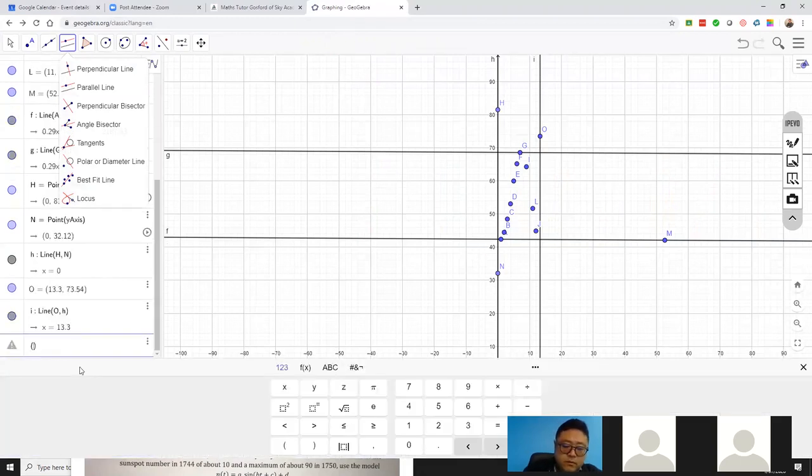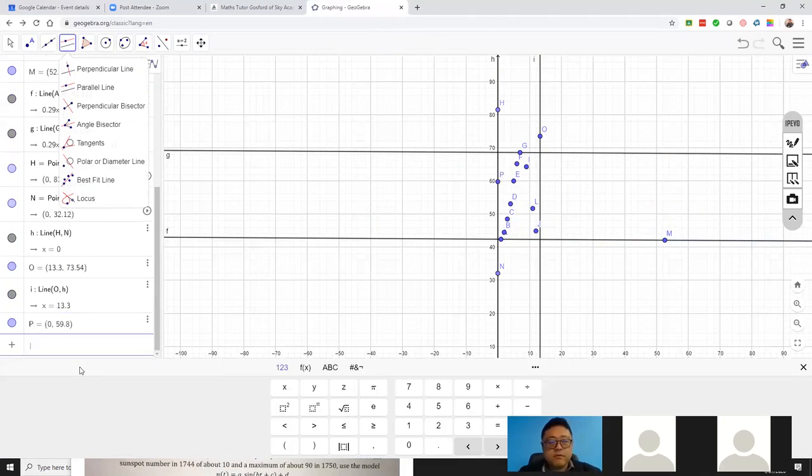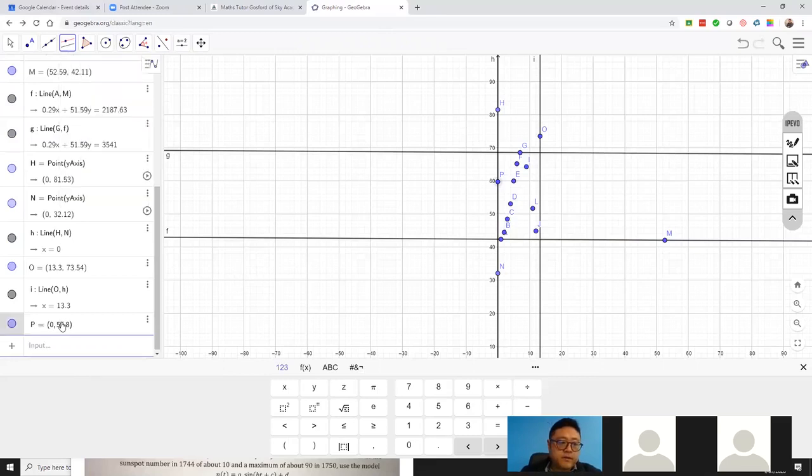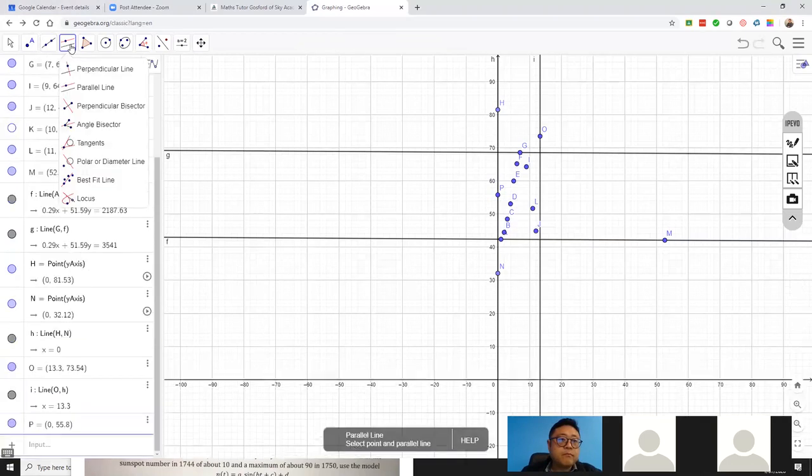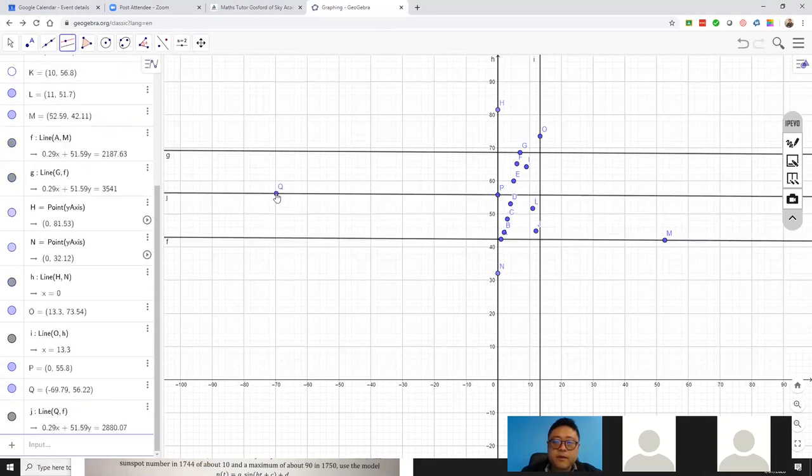It's 55.8. 59.8. Is that right? Oh, 55.8. Okay, sorry. That's okay. Got it? So that's going to be our midway point. And I want to draw a parallel line to that one. I want to put that there.